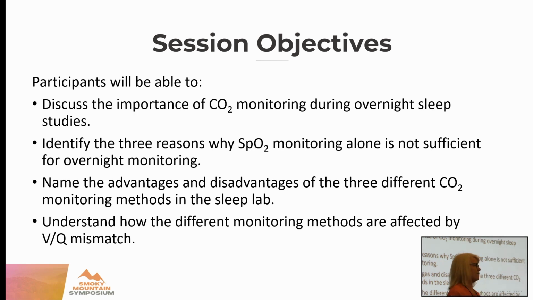We're going to talk about the advantages and disadvantages of the different types of CO2 monitoring that we do. And you'll also understand why it's important how you're monitoring when it comes to ventilation perfusion mismatch.